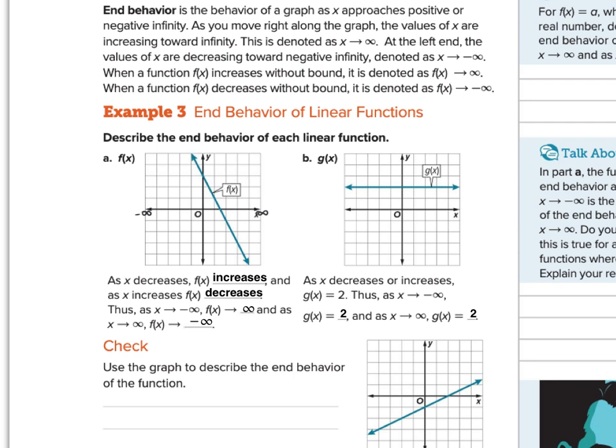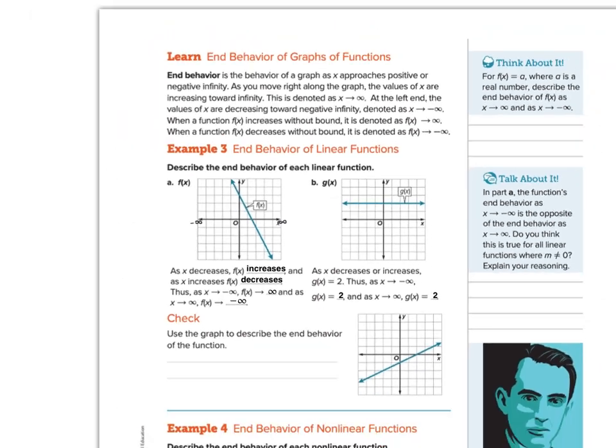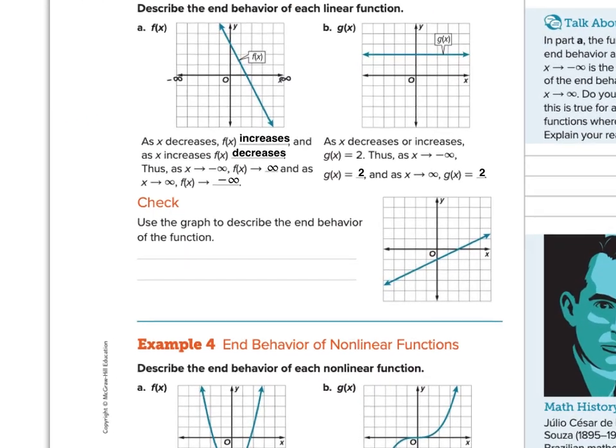Now g of x, as x approaches positive infinity, as it keeps going this way, my function isn't changing. y is the value of 2. As x approaches negative infinity, y is the value of 2. So as x approaches negative infinity, g of x is 2. As x approaches positive infinity, g of x is 2. So just being able to understand what we are looking at there.